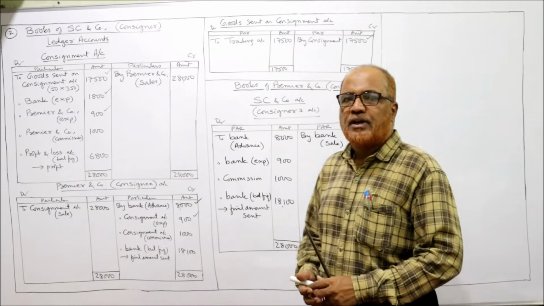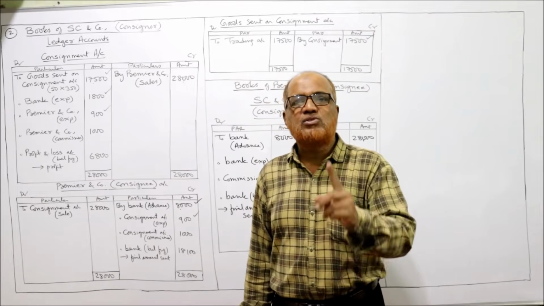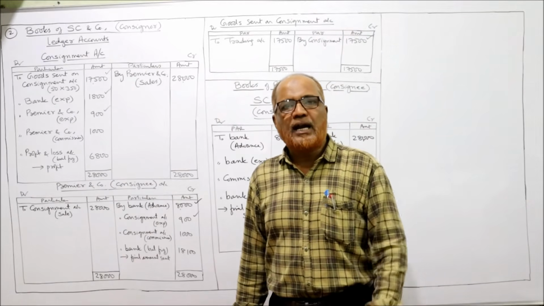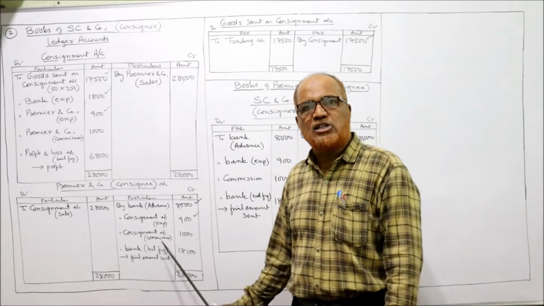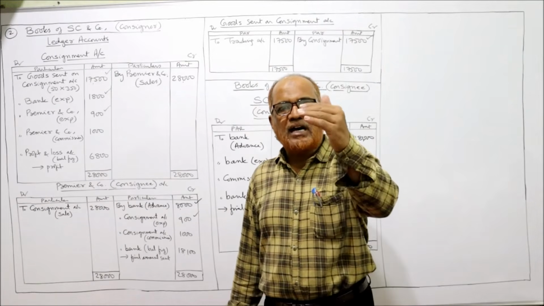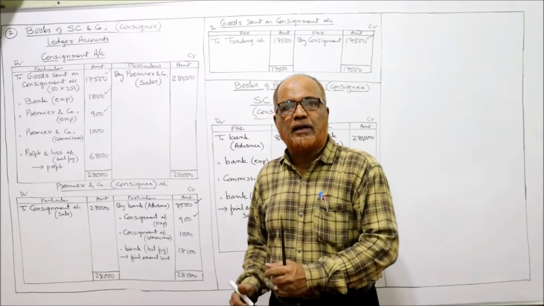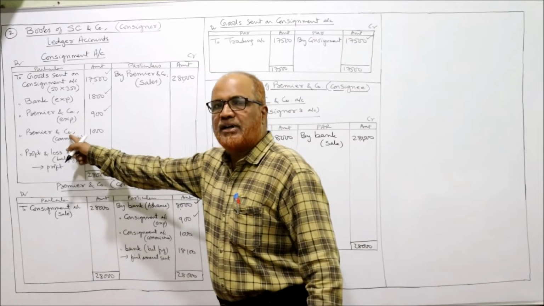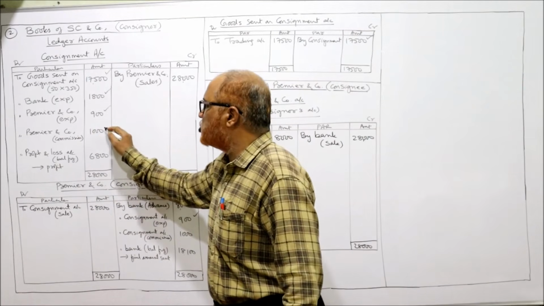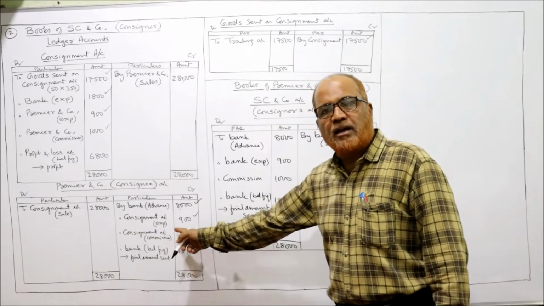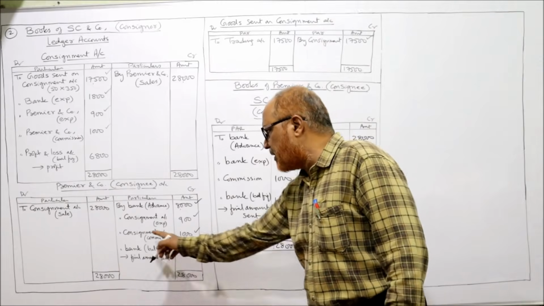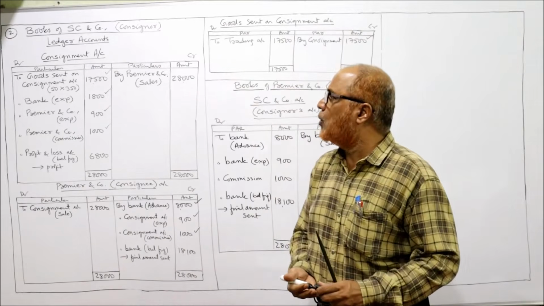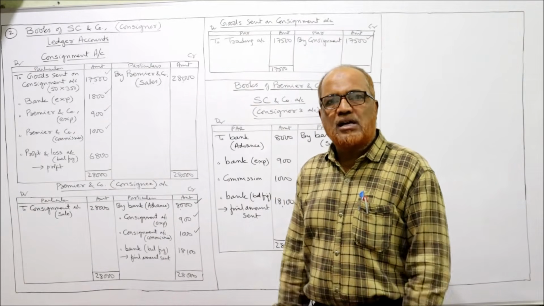Now, commission. The commission due to the consignee is 1000 rupees given in the problem. The entry will be consignment account debit to consignee account. Consignee is Premier and Company. So consignment account is debited to Premier and Company, commission 1000. And Premier and Company is credited by consignment, commission 1000. All the entries are over.